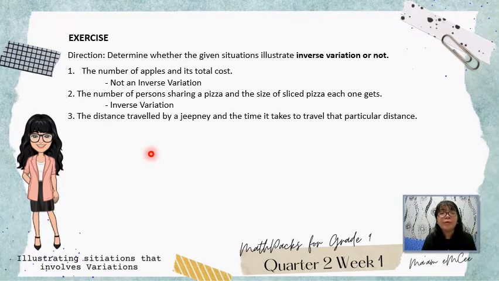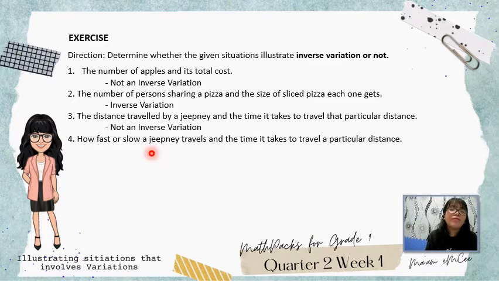So of course, it will be bigger than 1 hour. For 20 kilometers, it is also 1 hour of travel. That means to say, if we go 30 kilometers, the jeepney will be spending more than 1 hour to travel that particular distance. So as the distance traveled by the jeepney increases, the time also increases. So this illustrates a direct variation. So this is not an inverse variation.